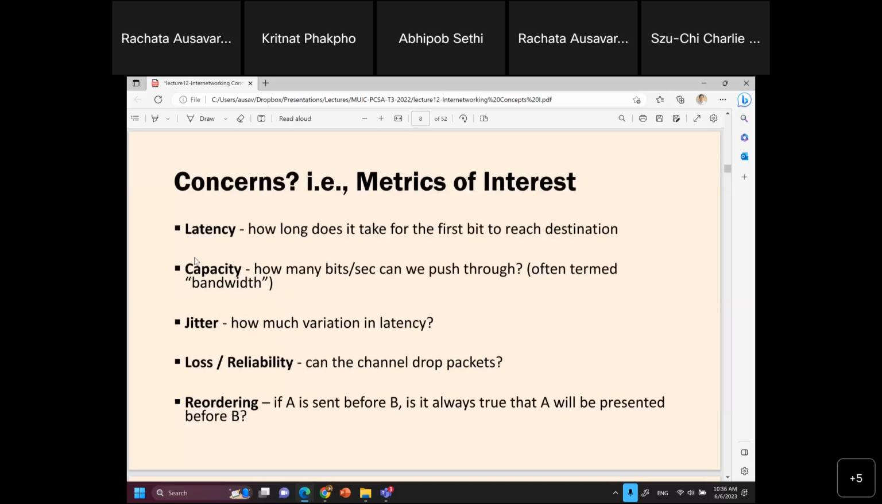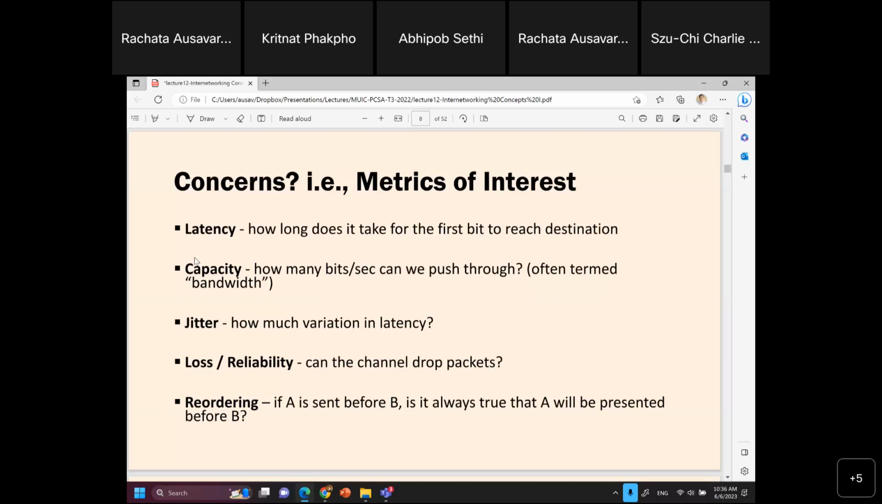Now here are some metrics of interest. Latency, you've seen this before. It's the speed. Think of it as the speed. If I do some action, how long do I have to wait for that action? Capacity means somehow we also use the word bandwidth. If I want to push things through the network, what are the bits per second that we can push?